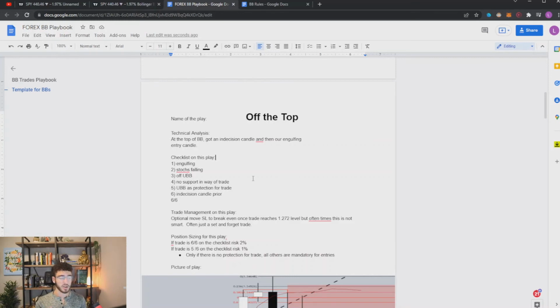There is no support in the way of the trade. The upper Bollinger Band is acting as protection for the trade, and there is an indecision candle prior. Again, 6 out of 6, A+ entry. We're only trying to take A+ entries with this, okay?